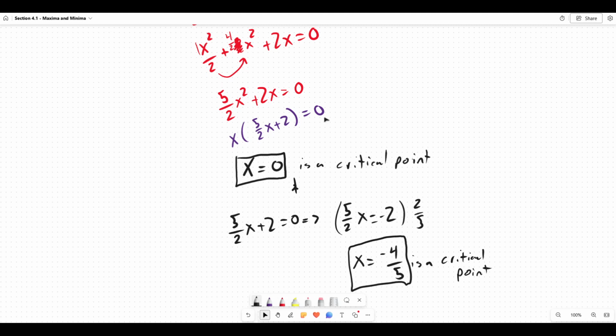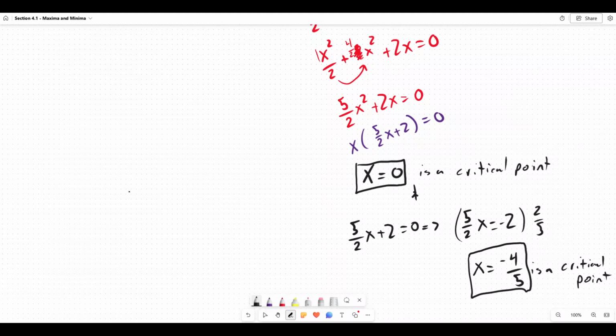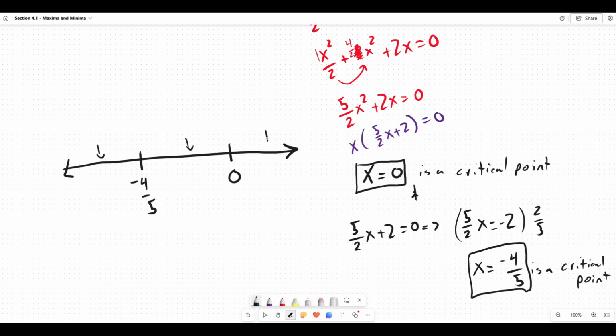Okay, let's try to see if we can define what type of critical points these are. This is step 2. So we go to our number line and we go, okay, here's 0 and here's negative 4/5. So we got 3 things to check. We want to check here, here, and here. And we just have to pick one number inside these intervals. I would always go with a whole number that will plug into f prime. So we'll do f prime of something, f prime of something, and f prime of something.